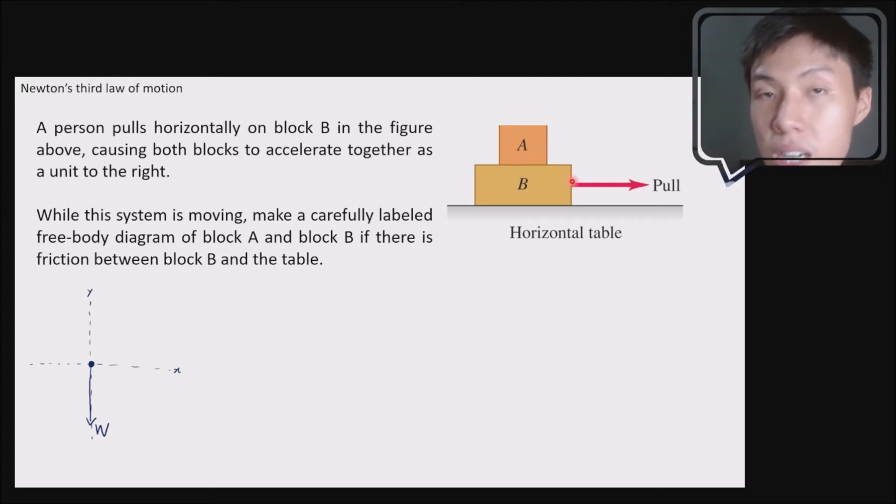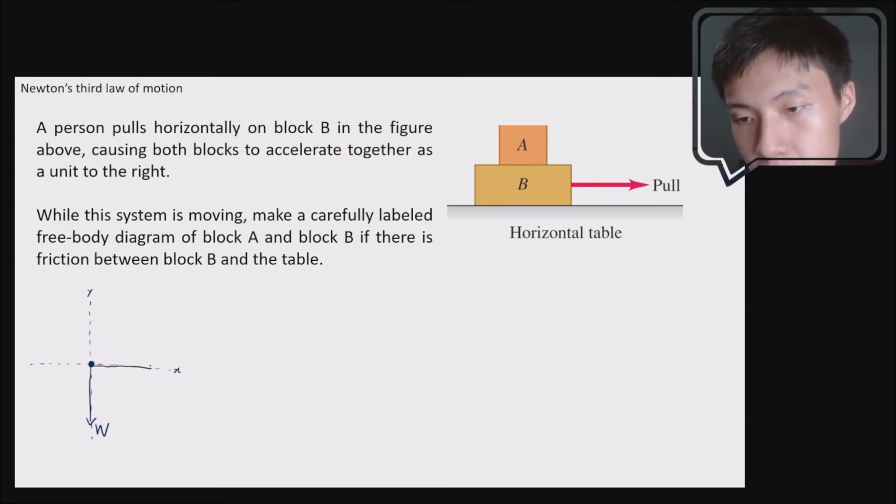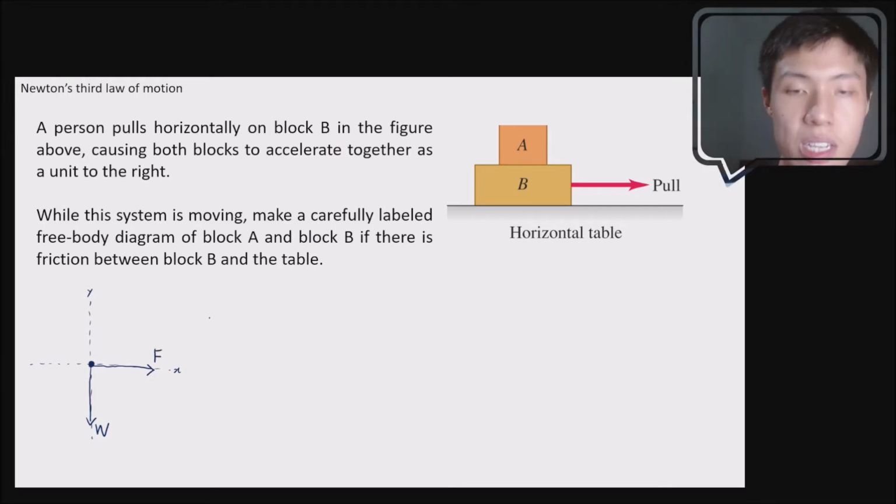Third question, is there any force explicitly mentioned or labeled in the diagram to show an external force? Yes, there's a pull, and the pull is explicitly labeled in the diagram and mentioned: pull horizontally on block B. This is a free body diagram for block B, so draw all the forces being exerted on block B. The person is pulling horizontally on block B, so this pull should be included in the free body diagram. You should expect an external force pointing to the right. Let's call this F, representing the pull.